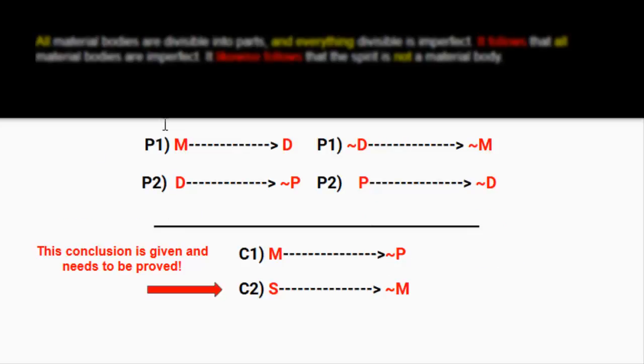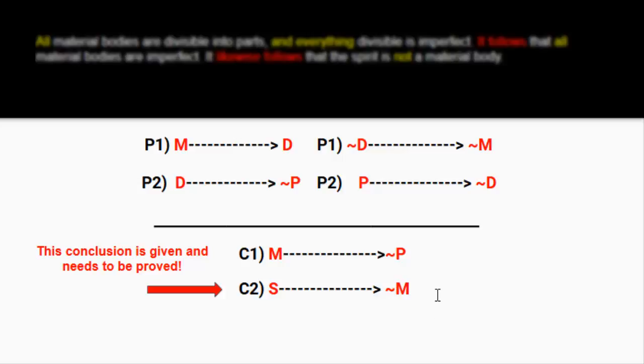We can put premise 1 together with premise 2 and draw the conclusion down here. So we can go M to D, D to not P. And that's what we have: M to not P. They give us that, so that's not something we need to solve for. However, conclusion 2 is something we need to somehow justify. All of a sudden they give you spirit, arrow, not M. How do we get there? How do we get to the part where the spirit is not a material body? We need to justify that somehow.